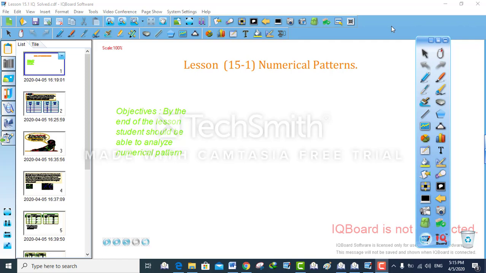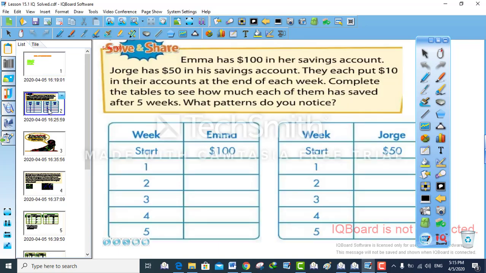With you, Mr. Muhammad Jamal, in new lesson 15.1, numerical pattern. Our objectives for today: by the end of the lesson, students should be able to analyze numerical patterns and find the relationship by using tables like this.